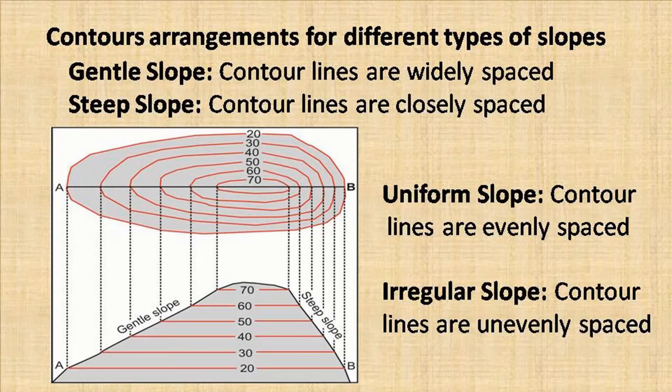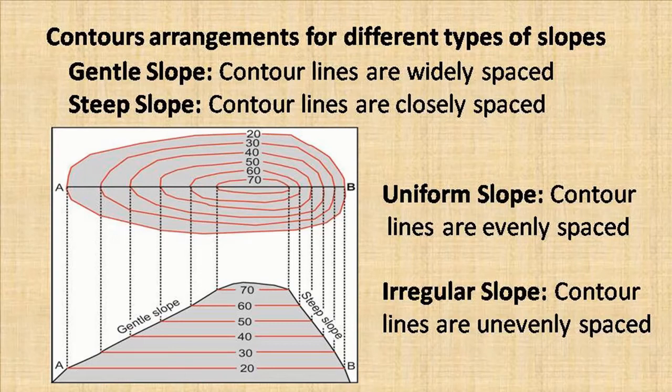In gentle slope, the contours are widely spaced, whereas in case of steep slope, the contour lines are closely spaced. Look at this figure. Here, the contours are closely spaced, and when preparing a topographical profile along the A and B line, here you see clearly this steep slope. On the left side of this figure, the contours are widely spaced. And after preparing its topographical section, you can see the gentle slope here.